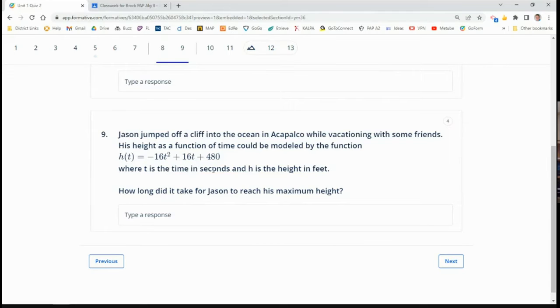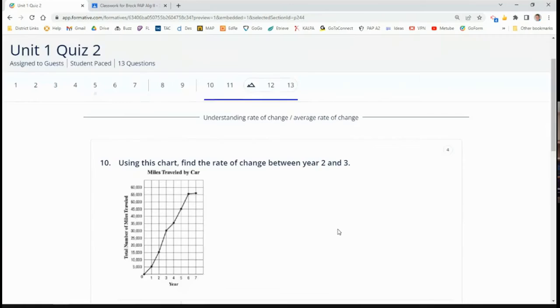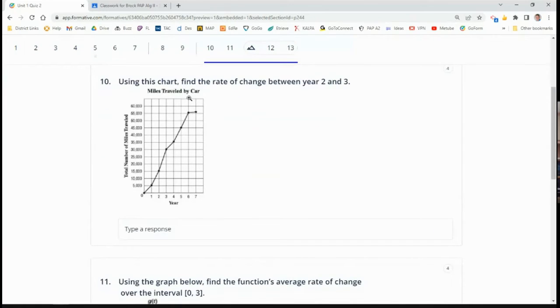So if you can figure out the vertex, you can get the maximum height. And then the last page, using this chart, find the rate of change between year 2 and 3. There's year 2, here's 3. What is that average rate of change?